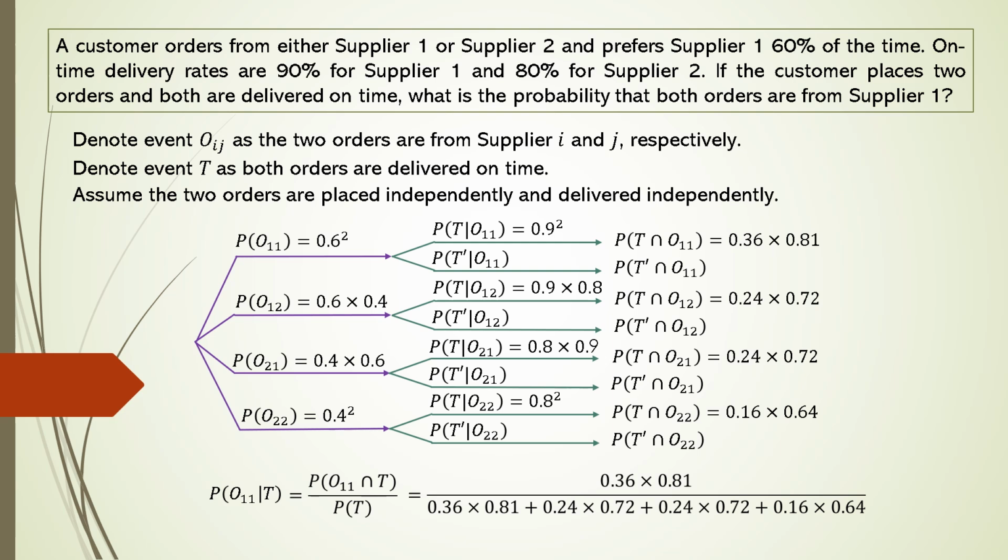And then the probability of T, that means no matter what the two orders are from, what's the probability that they are both delivered on time? We have a lot of T's among the 8 final outcomes of the tree. So we gather those that include this T. So we ignore those T primes. So we have the sum of all these probabilities, which give us the final answer.